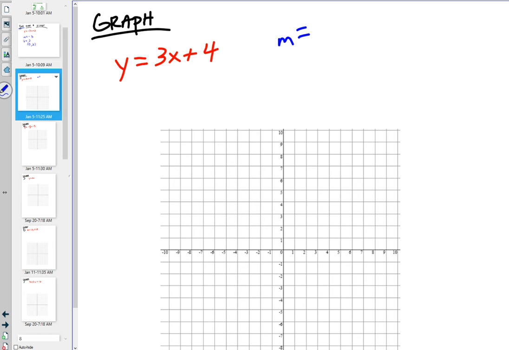But here's what I would tell you to do for a graph. Always write it as a fraction. You're going to make fewer mistakes that way. So that's going to be 3 over 1. The y-intercept, I would write as an ordered pair, as a point. 0, 4. So notice how I put on that first page, in order to graph, you need a point and you need a slope.